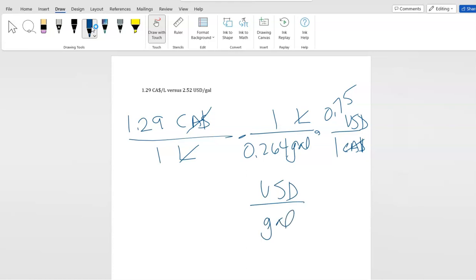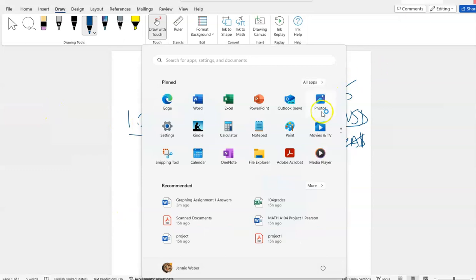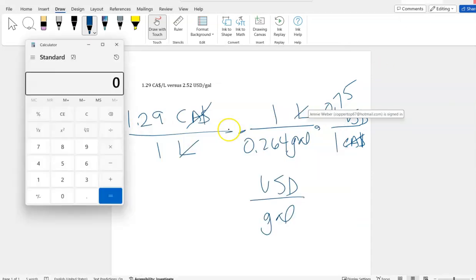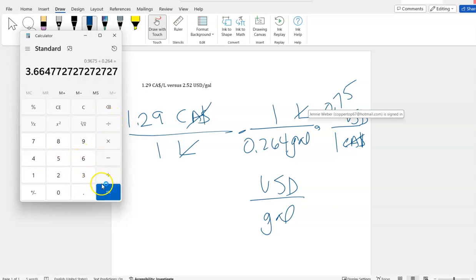So now I have to get my calculator out, and do the math here. I'm going to get a calculator here. I don't particularly like this calculator, but that'll be okay. So I'm going to do 1.29, so we're just going straight across, times 0.75, so I'm doing all the top. Then I'm going to divide by this bottom one, which is 0.264, and I get 3.66.